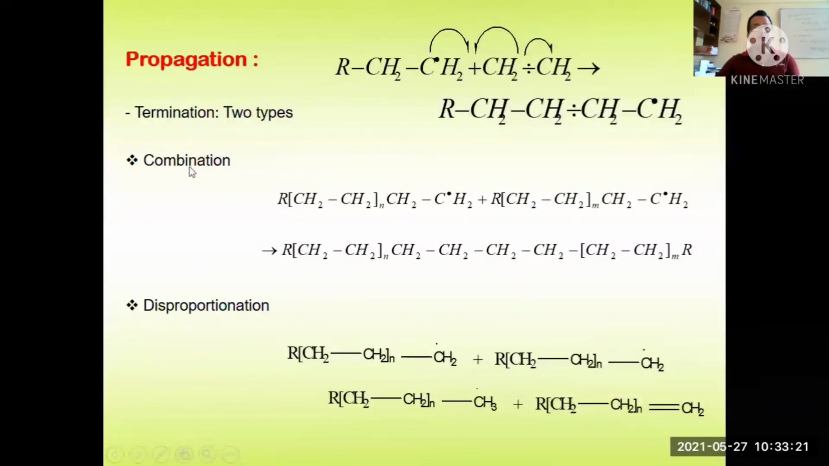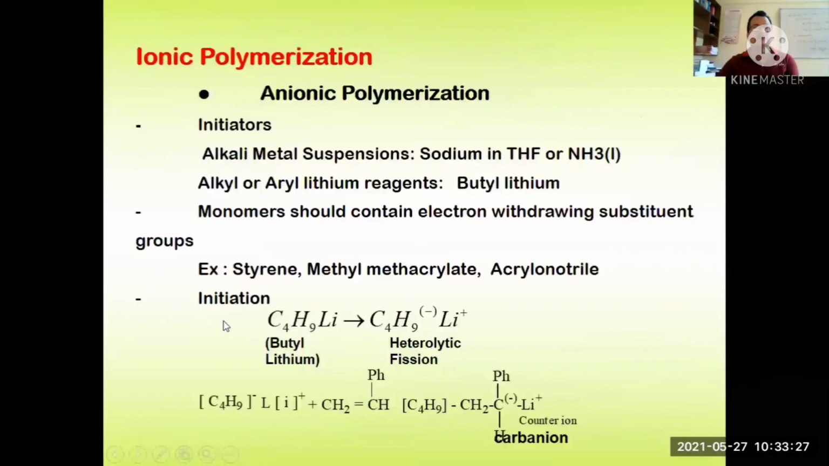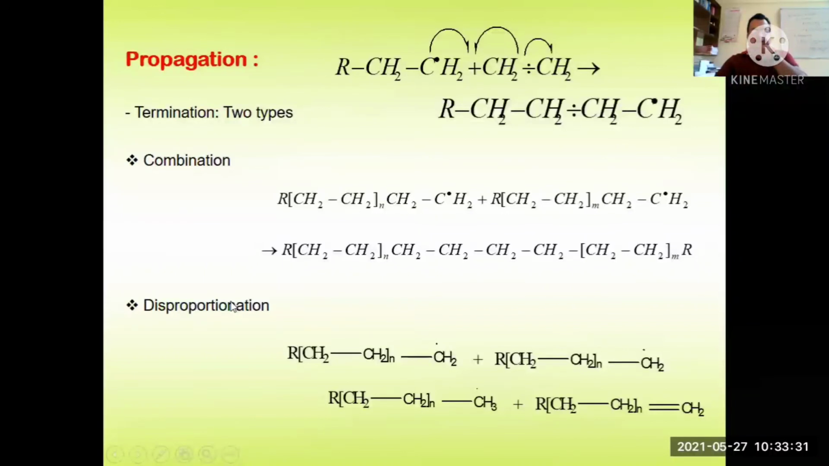Chain termination: there are two types. Combination, I've already shown you. Two free radical units will combine together, and this is the disproportionation. So I hope this presentation is helpful to study free radical polymerization.